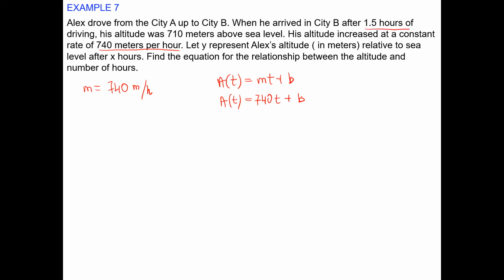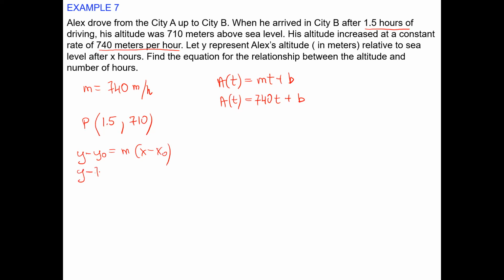After 1.5 hours driving, his altitude was 710 meters. I will assume that one point is 1.5 and 710. So now I can actually use point slope form. Not to be confused, I can use my standard notation, x and y, then we will never make a mistake.